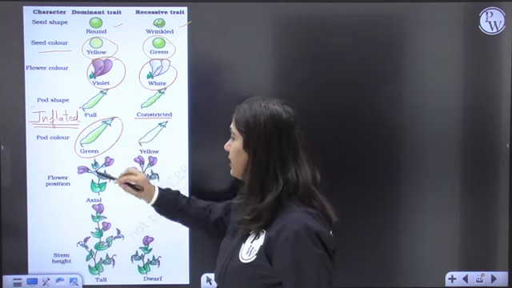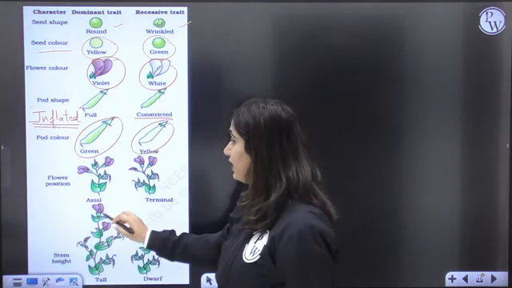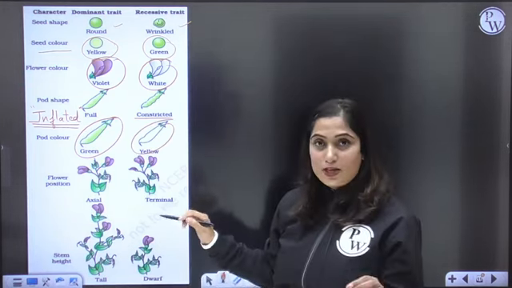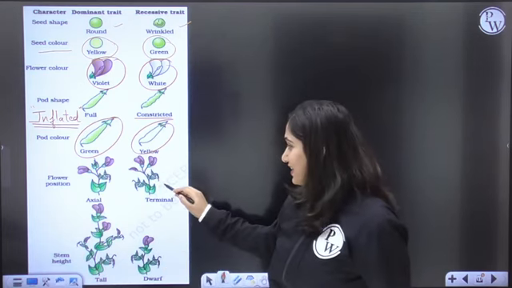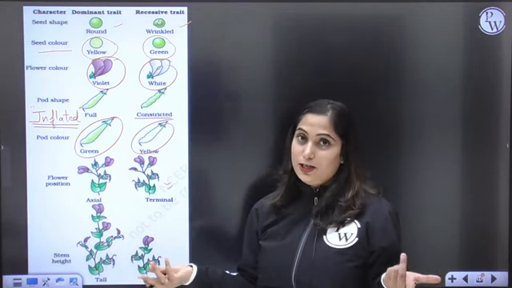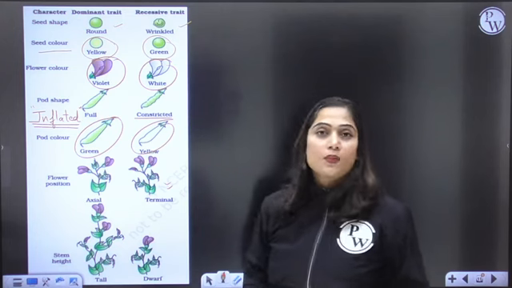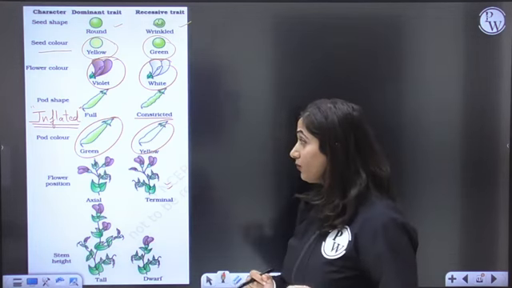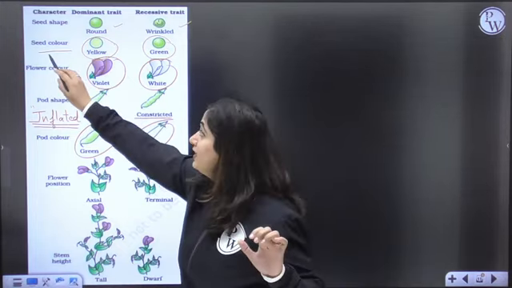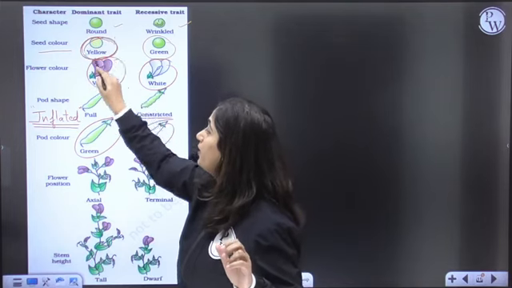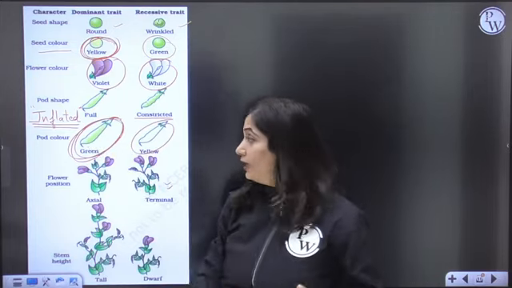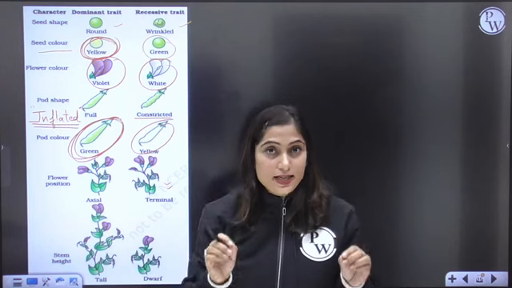Pod color, green is dominant, yellow is recessive. Flower position, axial. Axial means sidewise, lateral, and when the flower is present on the tip, that is the terminal end, that is the terminal flower position, which is recessive. And stem height, tall is dominant and dwarf is recessive. Now, where is there a scope for confusion? In the color. Remember, in the seed color, yellow is dominant, and in the pod color, green is dominant. Do not get confused. Pod color, green dominant, seed color, yellow dominant.